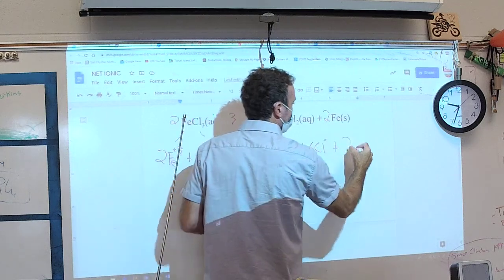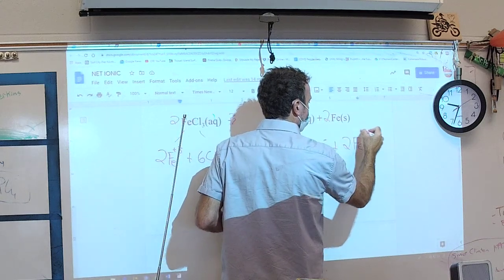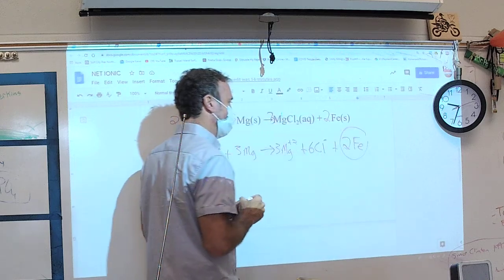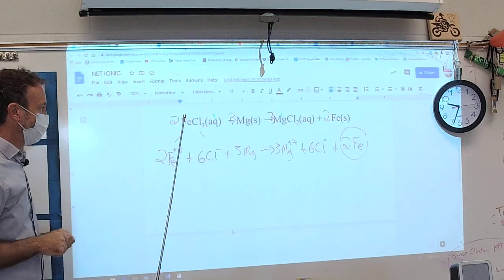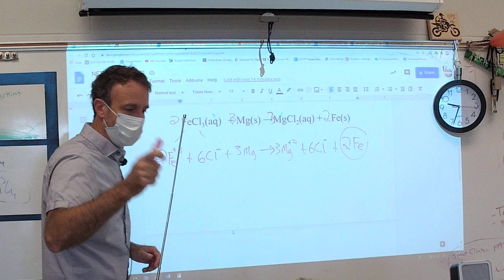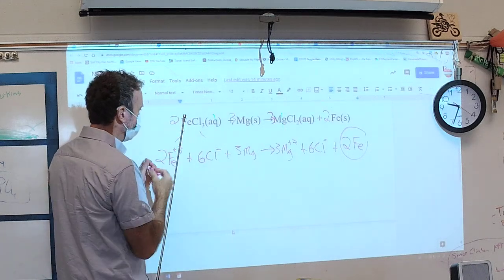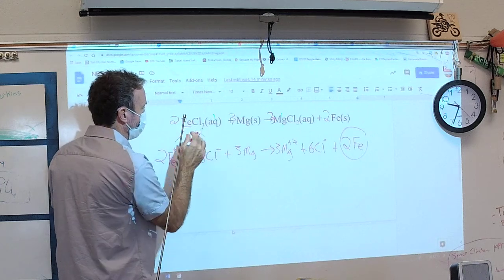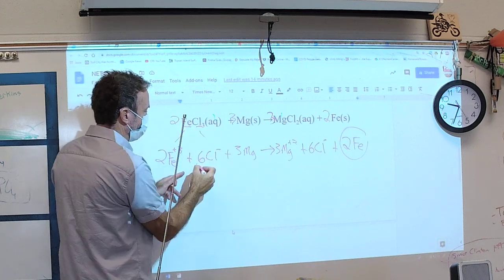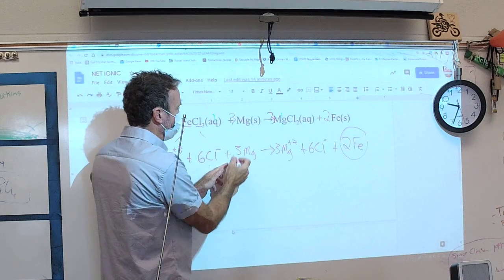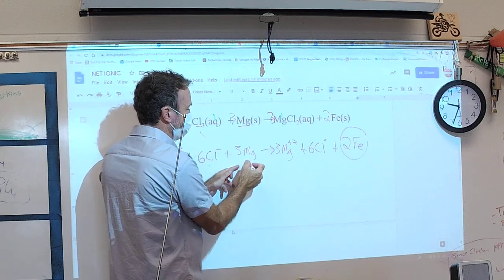And now we have 2 irons. That's our precipitate, right? So take a good look at this. Pause your video at home. 2 irons that are plus 3. That's this part of this compound. And 6 chlorines that are negative 1. And there are 3 magnesiums in the water.